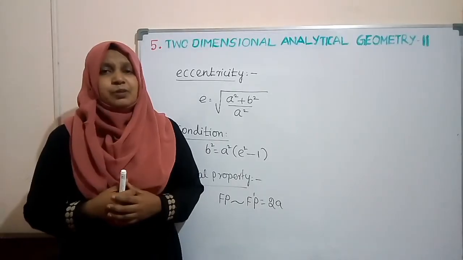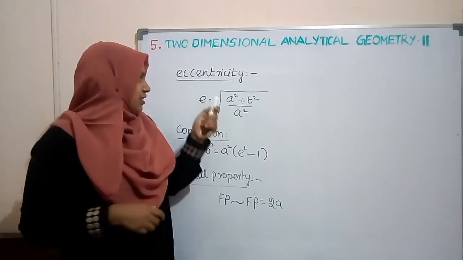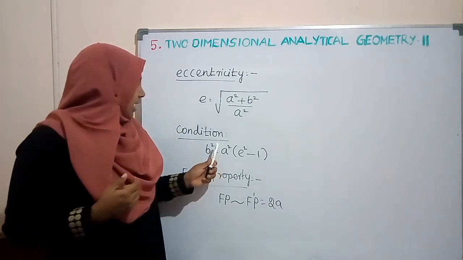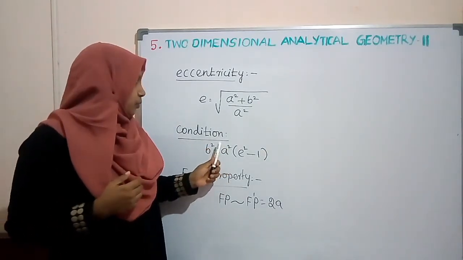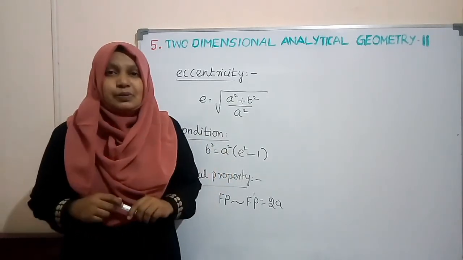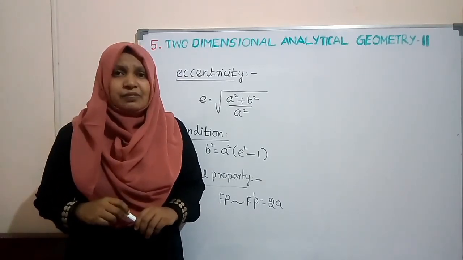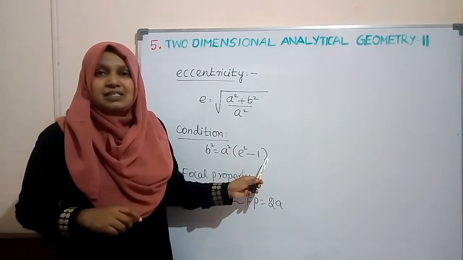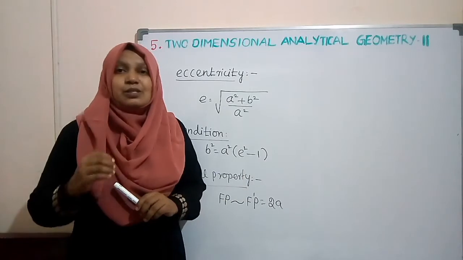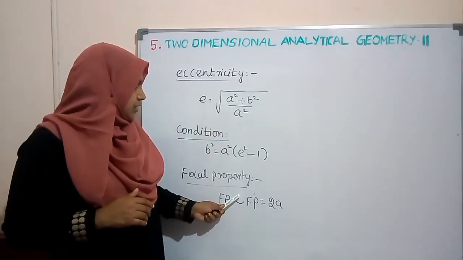Whether the hyperbola is type 1 or type 2, the eccentricity is e is equal to square root of (a square plus b square) by a square, and there is a condition all hyperbolas should satisfy: b square is equal to a square into (e square minus 1). In ellipse what we learnt was a square into (1 minus e square). In hyperbola, a slight change: it is a square into (e square minus 1). Whether it is type 1 or type 2, you can make use of these three properties.